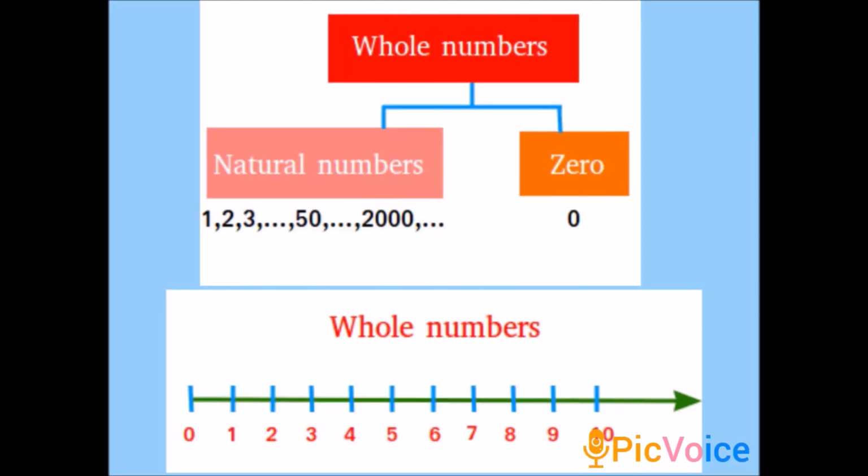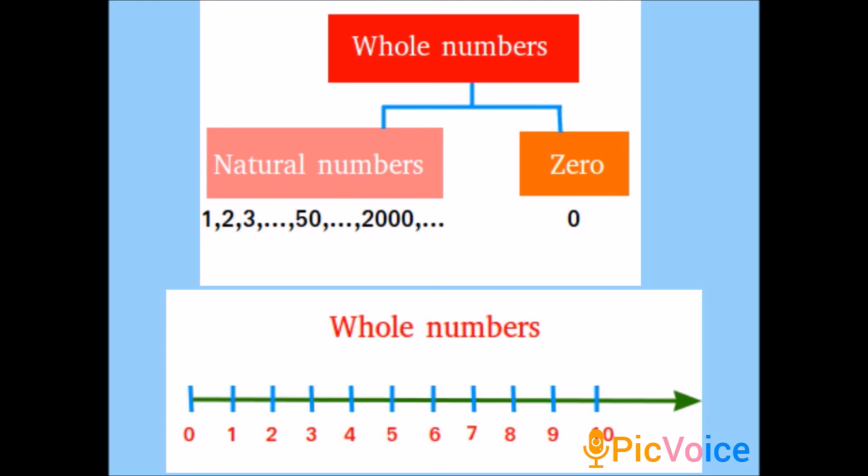Next, we are going to see whole numbers. Whole numbers consist of natural numbers and 0. It means if you add 0 to natural numbers, you get whole numbers. Natural numbers start from 1, 2, 3, etc. and go on. Whole numbers start from 0. Thus the whole numbers are 0, 1, 2, 3, 4, 5, etc.